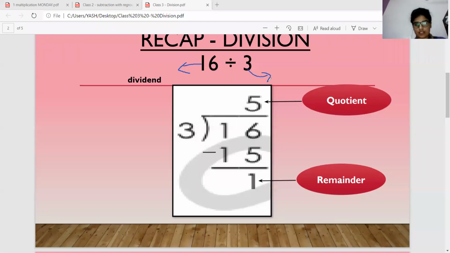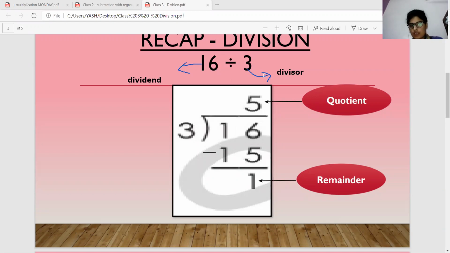We can write it like here, divisor. So, the number which is being divided is called dividend and the number by which we are dividing is called divisor. And the answer which we will get after dividing these two numbers, this 16 by 3, is called the quotient.